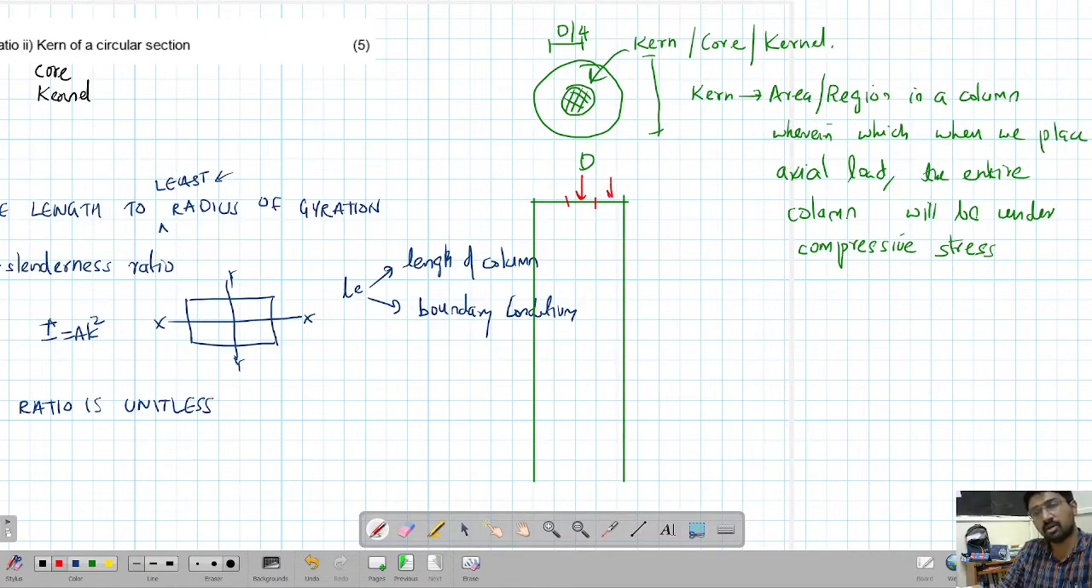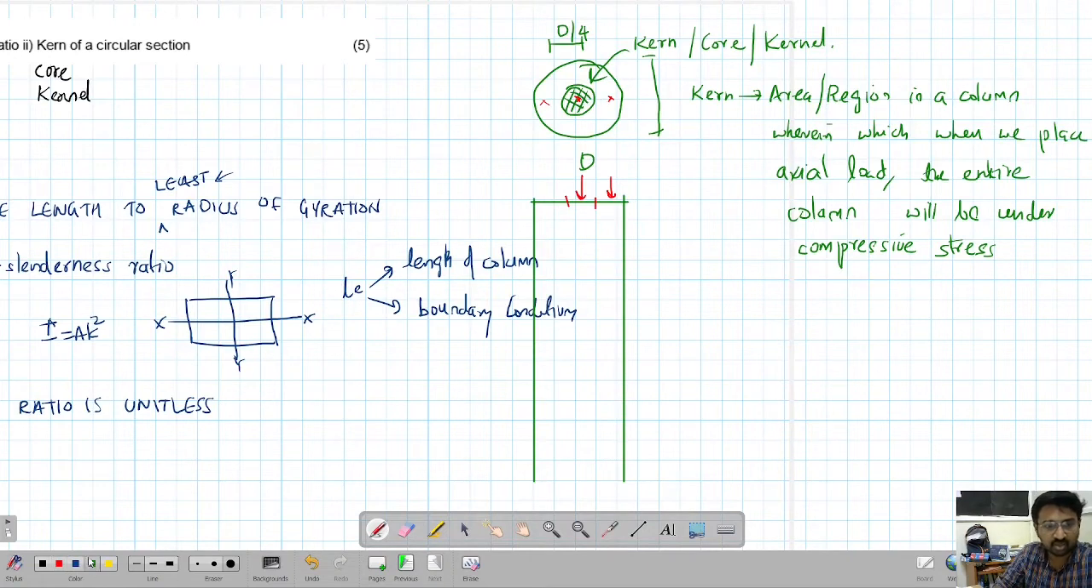If you keep load outside the Kern region, what will happen? Somewhere here or here, anywhere outside the Kern region, there will be some tensile stress coming in the column. Now, what is the reason for this? When the load is at the center, there is only axial force. When the load is at some distance from the center, there is some eccentricity. Because of eccentricity, there is a moment.